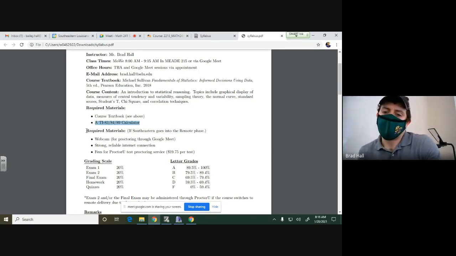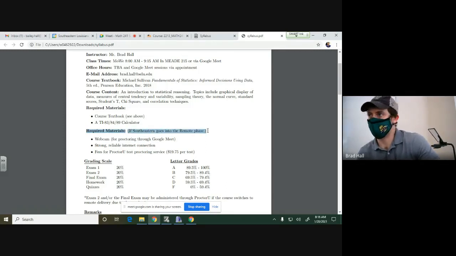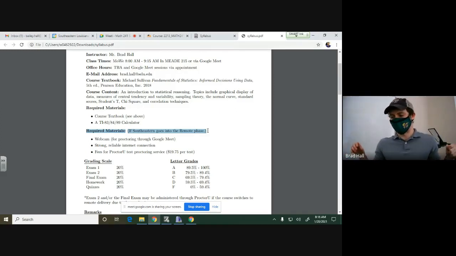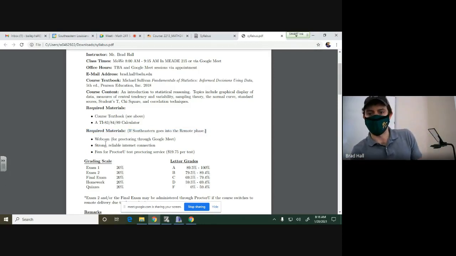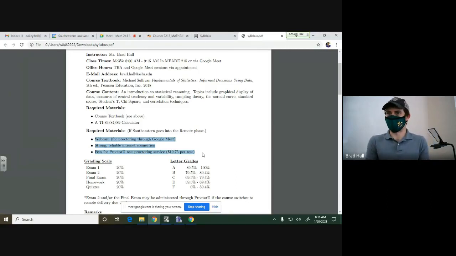And I also have required materials if Southeastern goes into the remote phase. So if the COVID gets really bad, then there is an academic continuity plan. And that means we will switch to ProctorU. Now, this is probably to the chagrin of quite a few of you who may have used ProctorU, but hopefully we don't have to touch ProctorU. My goal is that we do not touch ProctorU at all. And as far as I've been told, final exams are not remote, unless that's changed. But I've not been told one way or another. I'm hoping they are in person.